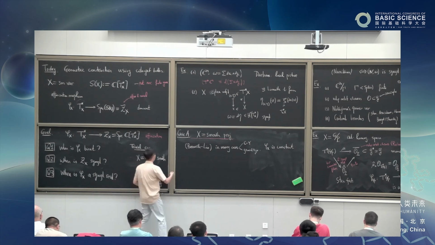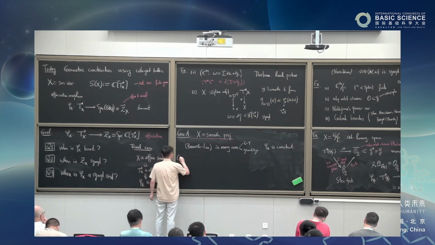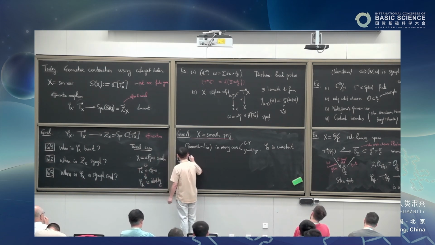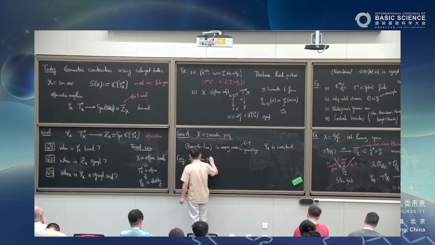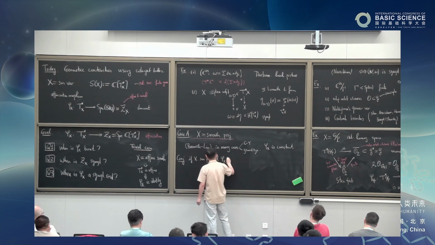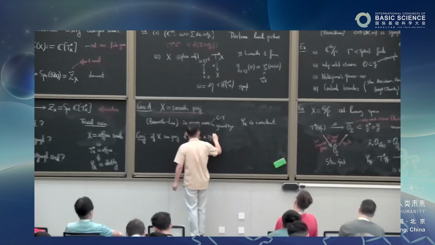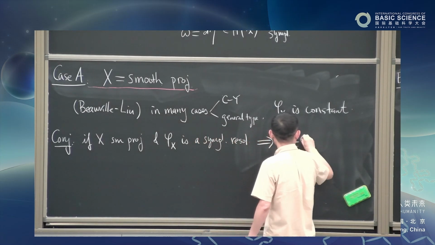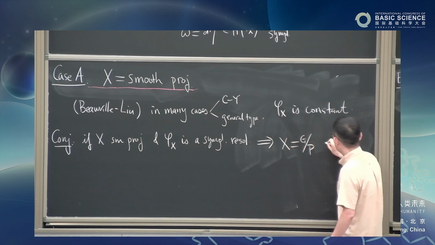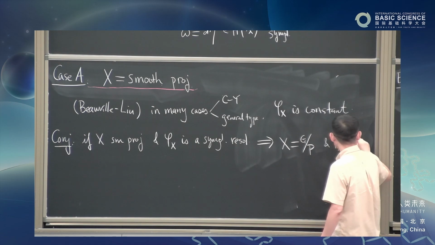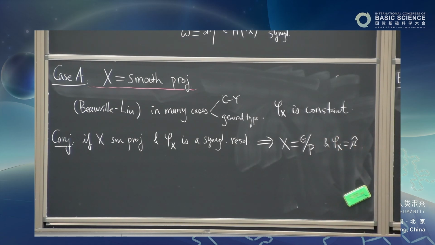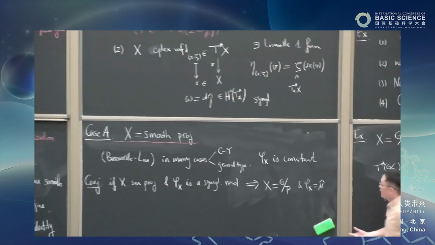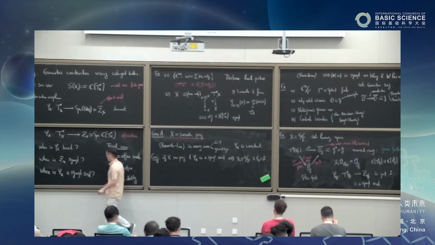And now to answer the third question, you find this is a conjecture which says if X is smooth projective and phi X is a symplectic resolution, then X must be rational homogeneous, and also phi X is just this mu hat. So this conjecture would really answer the third question perfectly if we can resolve it.